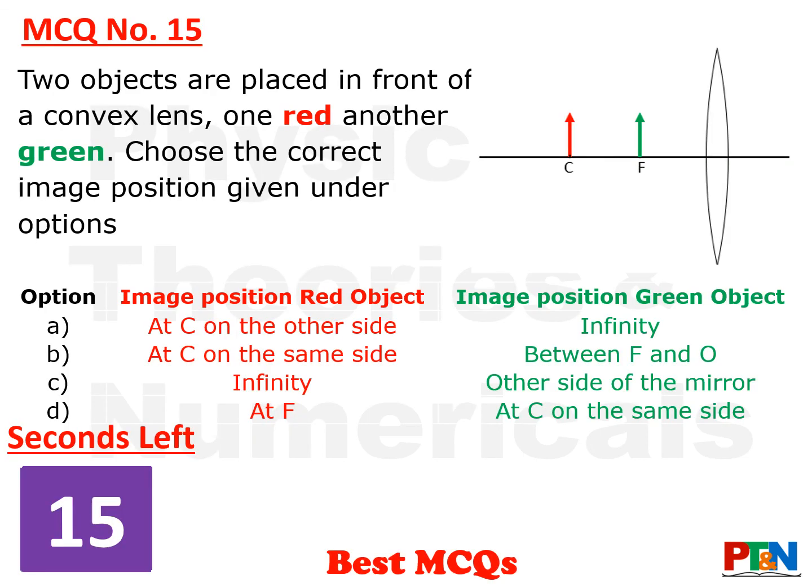Next MCQ. Here two objects have been shown in front of a convex lens. One in red color, another in green color. Now from the options given, you need to choose where the image will get formed, for the red one and for the green one. 15 seconds time. Time starts now.